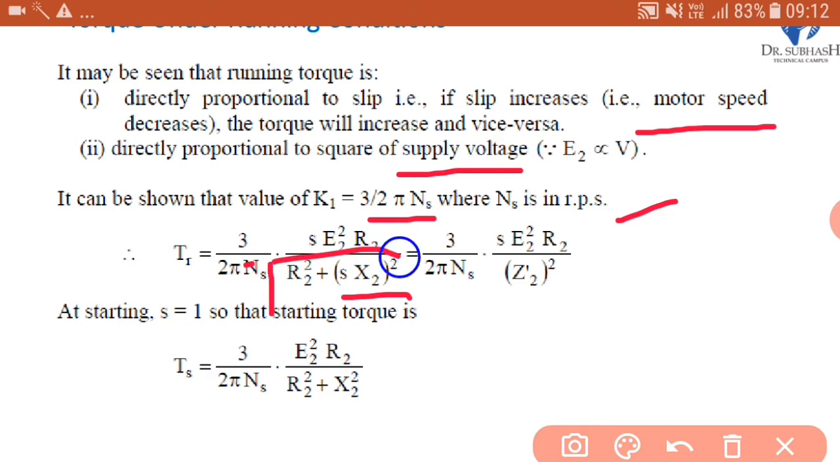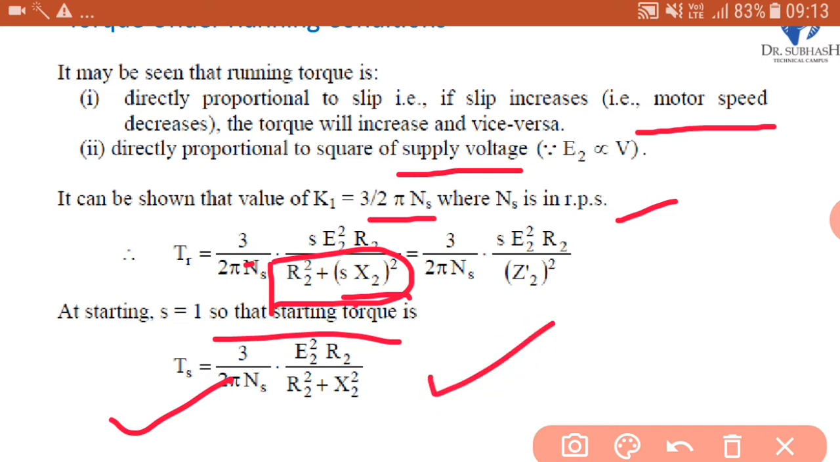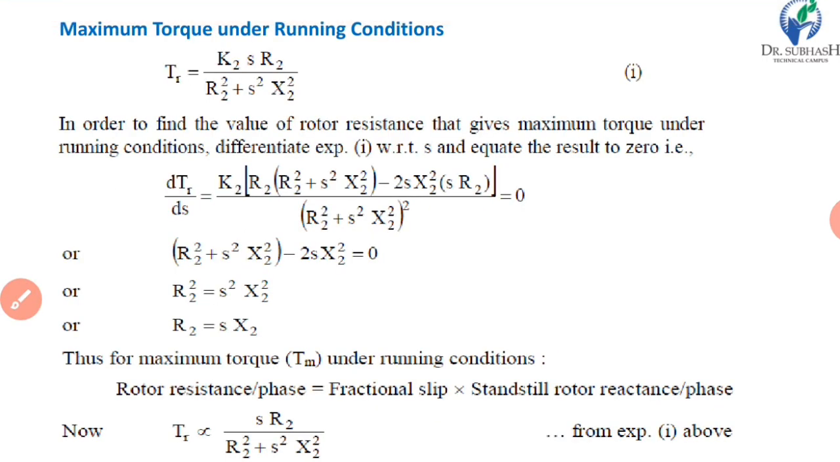So we can replace this term by Z2 dash. At starting, whenever S is equal to 1, putting S equal to 1 in this formula, we get the starting torque Ts is equal to 3 upon 2 pi ns into E2 square into R2 upon R2 square plus X2 square. So this is the starting torque. Now, maximum torque under running conditions.